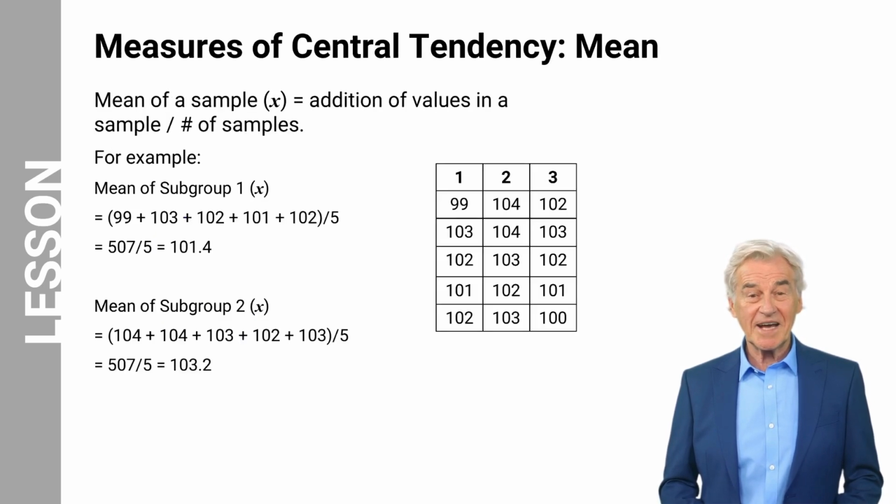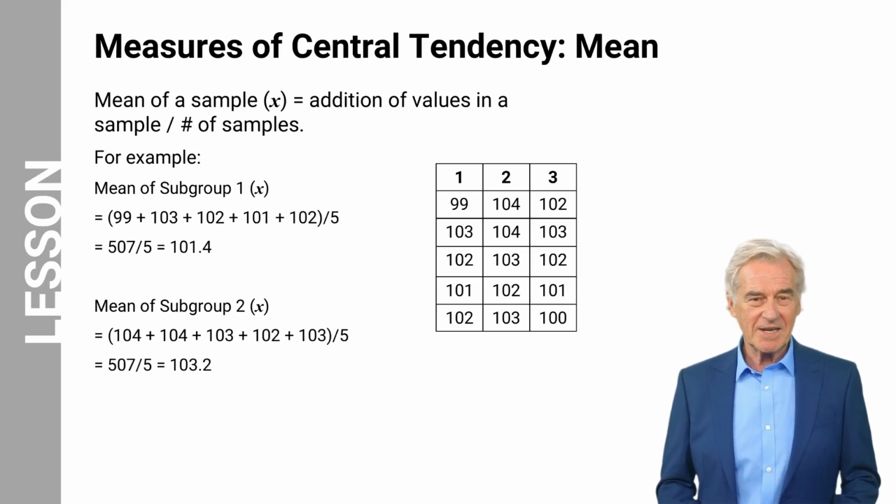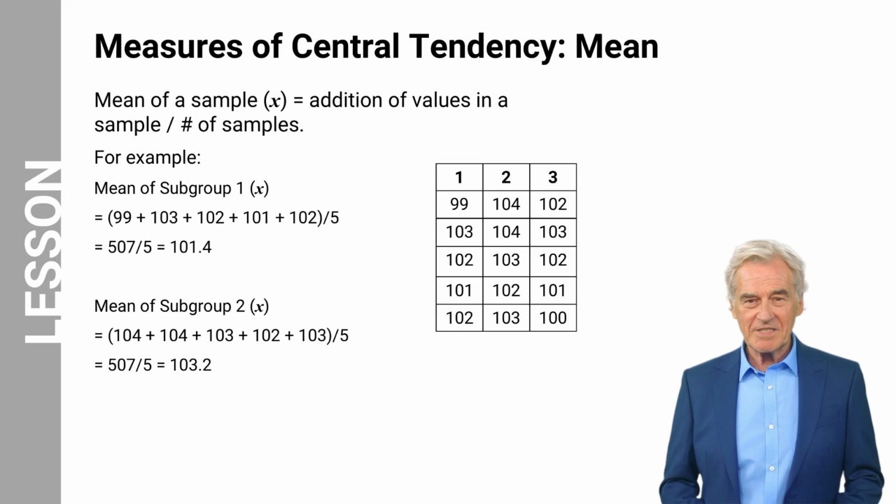The mean, or average, of a sample is obtained by adding the values of the sample and dividing by the number of samples. It can be best described using the following equation. Let's take a look at the sample data in the table to find the mean of the first subgroup. There are 5 data points in the sample. Therefore, the addition of the values of subgroup 1 is divided by 5, as shown. The mean of subgroup 1 is 101.4. Similarly, the mean of subgroup 2 is the sum of all values divided by 5, which is 103.2.